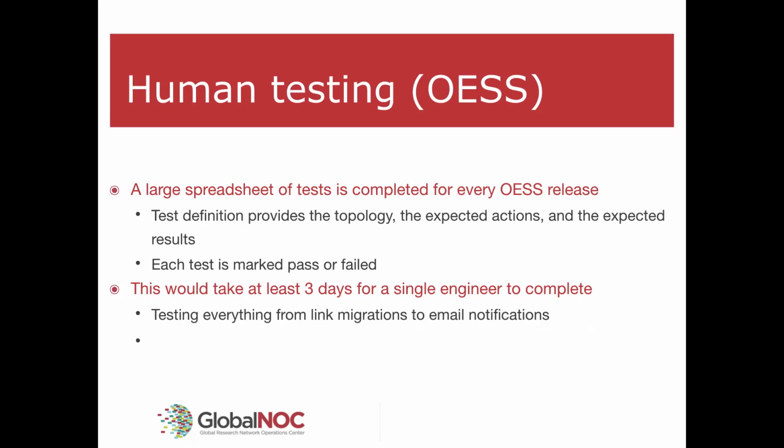And it was testing everything from, say, a link migration. So I mentioned that we did discovery through OpenFlow packet in, packet out rules. That's how you discovered a link. But if a port failed and you had to move fiber from one port to another and have that link work, you couldn't just copy and paste the config from that interface over to another one. You had to basically remove and add all new flow rules for that. So we had to test that kind of functionality.